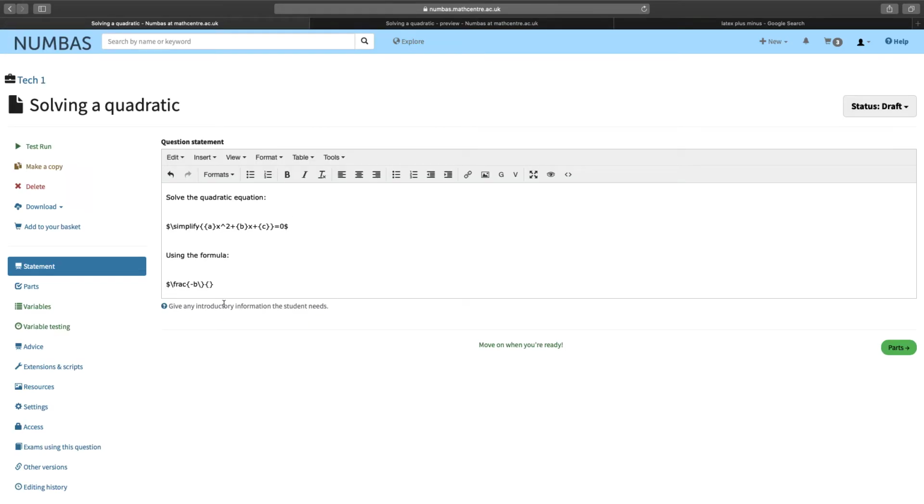There we go. So it should just be plus or minus. There we go. And then the square root of b squared minus 4ac. And then in the bottom of the fraction, we just want 2a. Right. So we could even also put in x equals. And then put a dollar sign at the end to close it off.